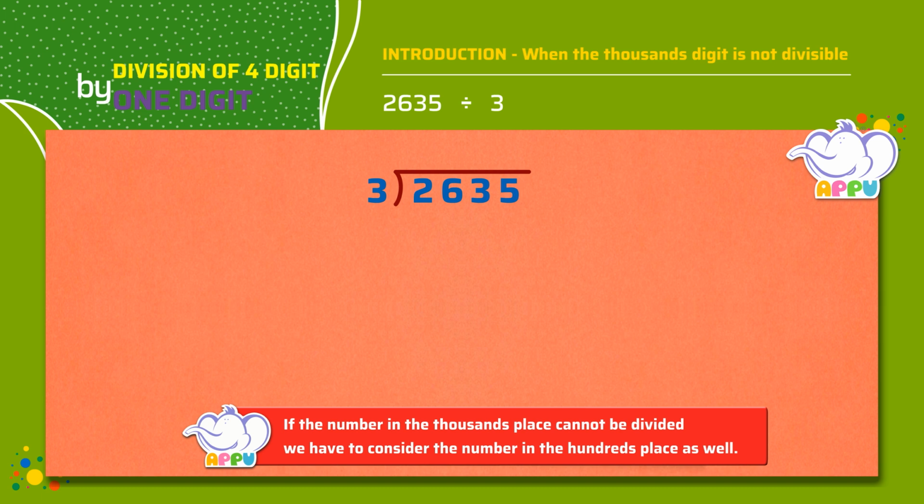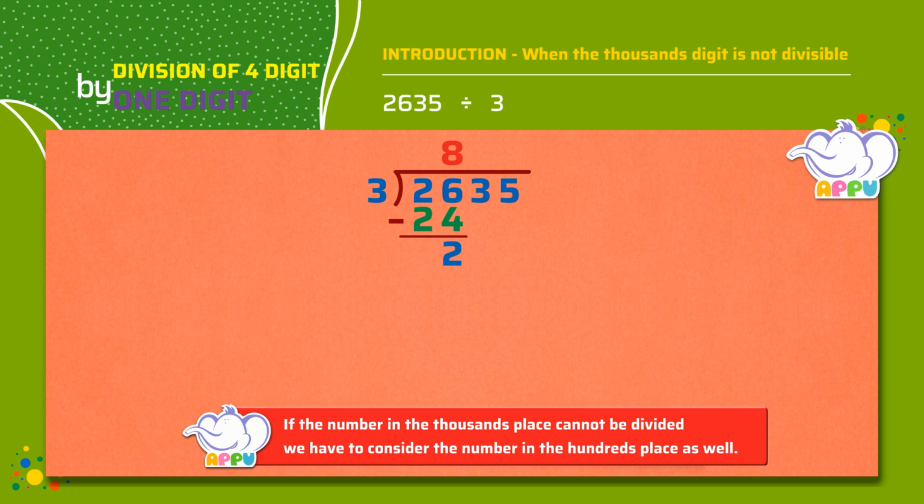Step 1. We cannot divide 2 by 3 since 2 is smaller than 3. So we consider the hundreds digit as well. We figure out how many 3's it takes to make 26, or almost 26, which is 8. Step 2. We multiply 3 and 8, we get 24. Step 3. We subtract 24 from 26, we get 2.